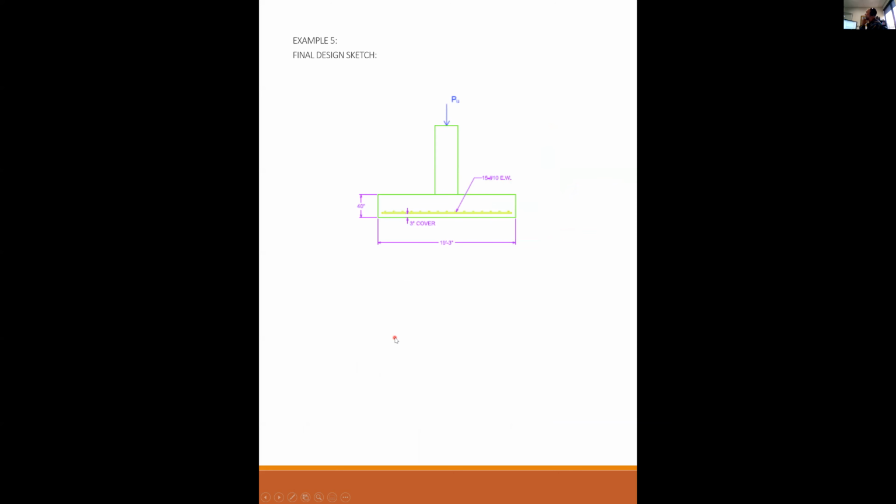So here's my final design sketch. My footing's 40 inches deep. It's 19'3" wide, 3 inches of cover, and I got 15 number 10s each direction. Okay, any questions?